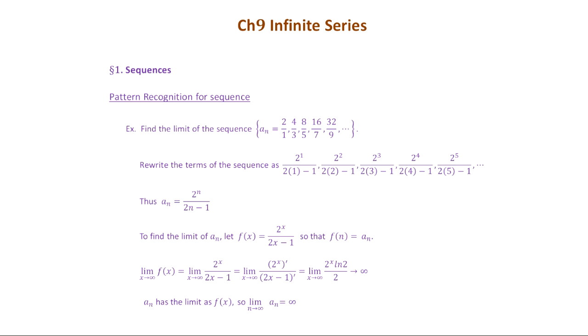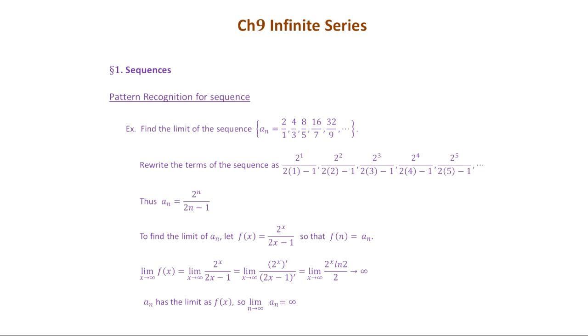And the bottom is 1, 3, 5, 7, 9. Those are the odd numbers, which can be written as 2n minus 1. For example, 1 is equal to 2 times 1 minus 1, and 3 is equal to 2 times 2 minus 1. 5 is 2 times 3 minus 1, 7 equals 2 times 4 minus 1, and 9 equals 2 times 5 minus 1, and so on. So the general formula for this sequence is 2 to the n over 2n minus 1.